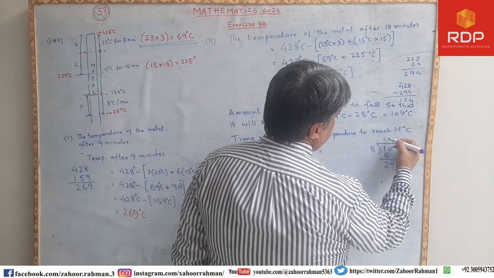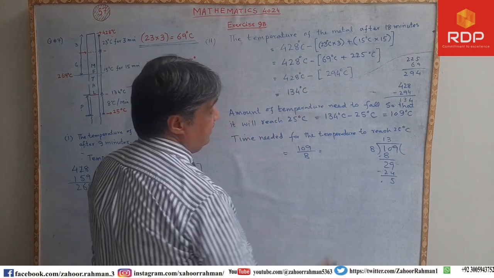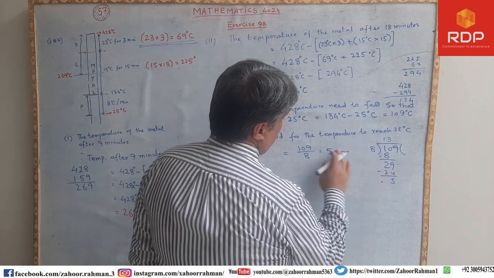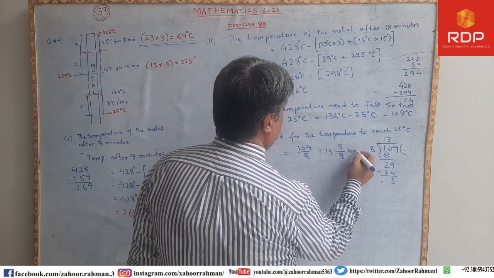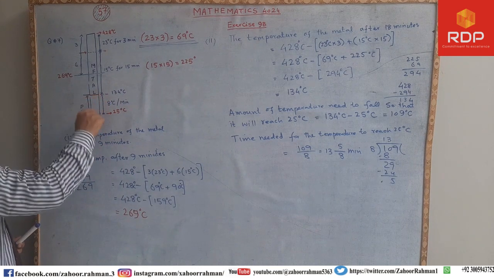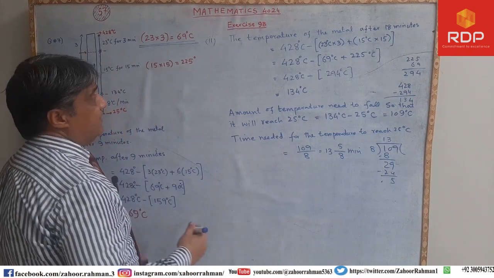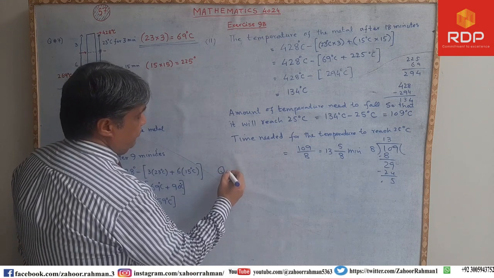So 13 whole 5 over 8 minutes will be required to reach from this point to this point. And the third one we found is 13 whole 5 over 8.